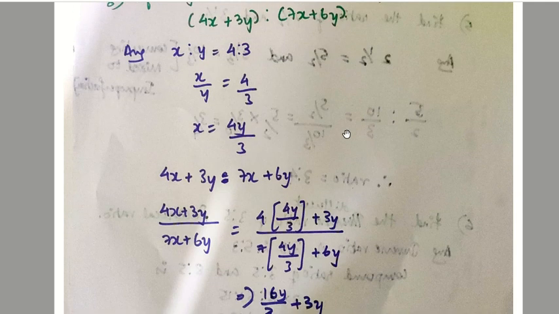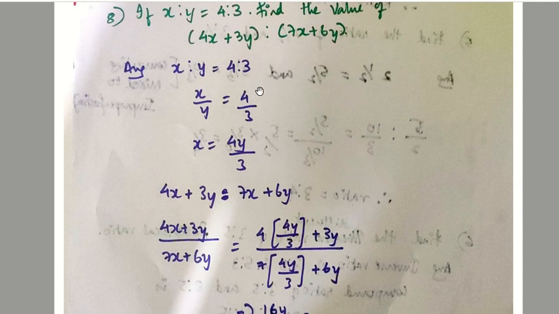So if x is to y is equal to 4 is to 3, find the value of 4x plus 3y is to 7x plus 6y. So x is to y is equal to 4 is to 3. So x by y is equal to 4 by 3. So you're just converting that into a fraction. So x is equal to 4y divided by 3.